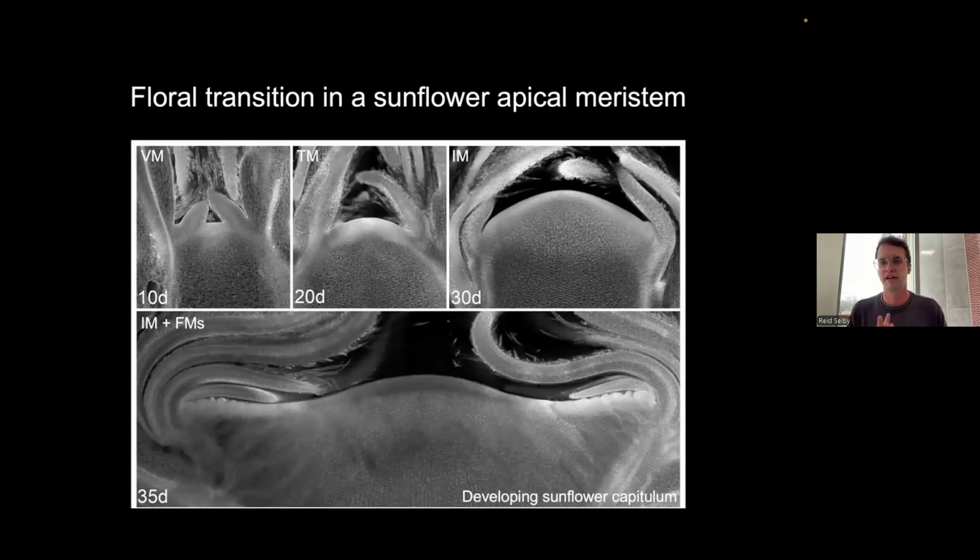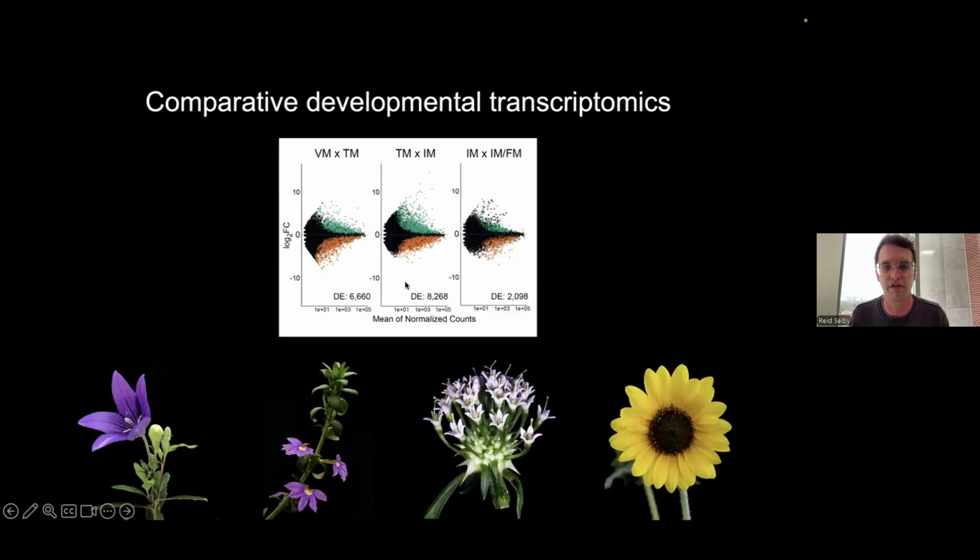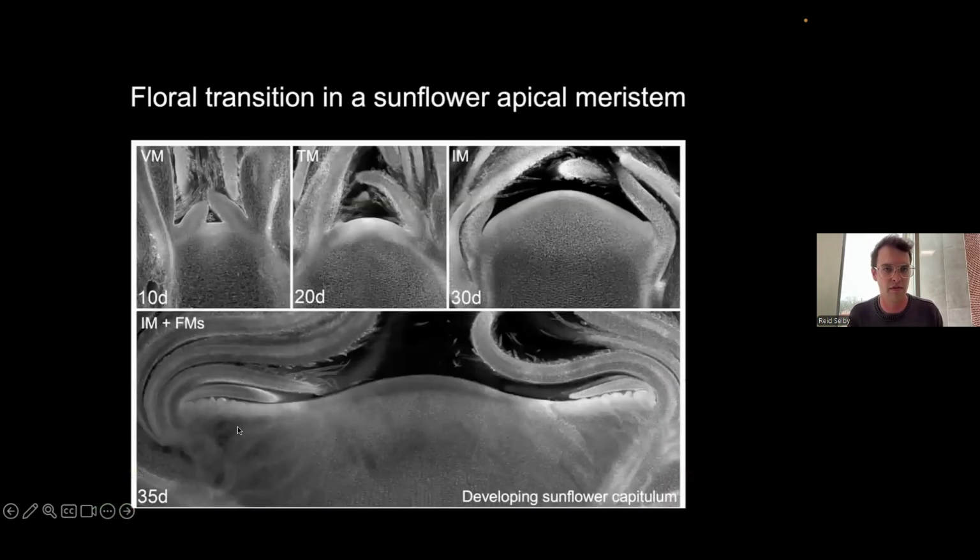So let's take another look at this developing sunflower capitulum. At 10 days here, we have a vegetative meristem, which is fairly small and flat, and it's producing leaves you can see budding off here and here. At 20 days, you can see the meristem starts to expand a little bit due to an increase in the number of available stem cells. And then at 30 days, at this inflorescence meristem stage, you see a pretty drastic expansion. The stem cell niche is fairly large, and there's a significant doming of the meristem.